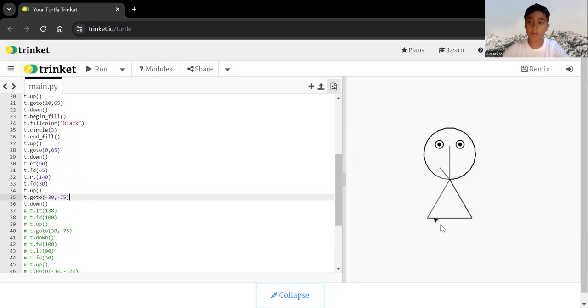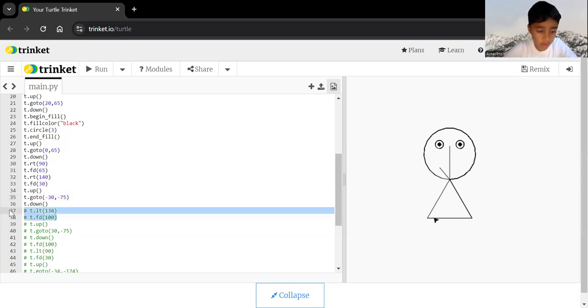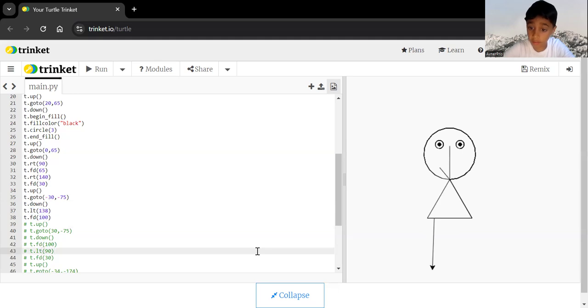Yeah, I blocked it. So now you can see. But the angle is the same, because this angle was pointing here. Here, the angle still has to be the same. So 138 would be exactly straight, like you see my finger. Then 100 steps forward. See, it makes our leg.